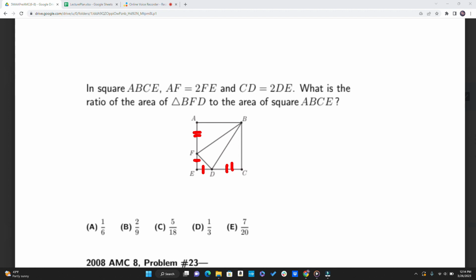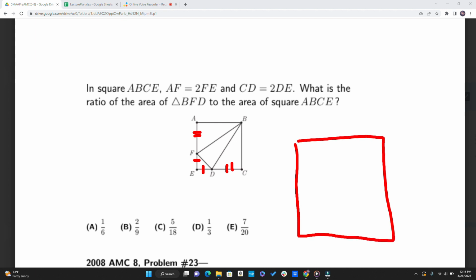Well, let's see. We want something that's divisible by 3, right? I'll just set it to 3. Let's say our square has length 3. Well, then we've got 3, and then here it's split, right? AF is twice FE, so FE would be 1, and AF would be 2, right? That adds up to 3, and 2 is double 1. The same would be true over here. We'd have 1 and 2.